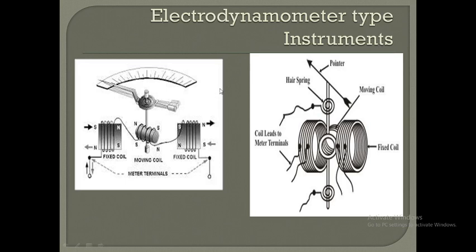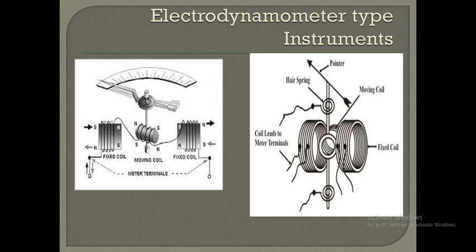Now in electrodynamometer type measuring instruments, the deflecting torque is proportional to the current in the fixed coil and the current in the moving coil. So theta, that is the angle of deflection of the pointer, is directly proportional to IF into IM, that means the current in the fixed coil and the current in the moving coil. If both currents are equal, then theta is directly proportional to I square.